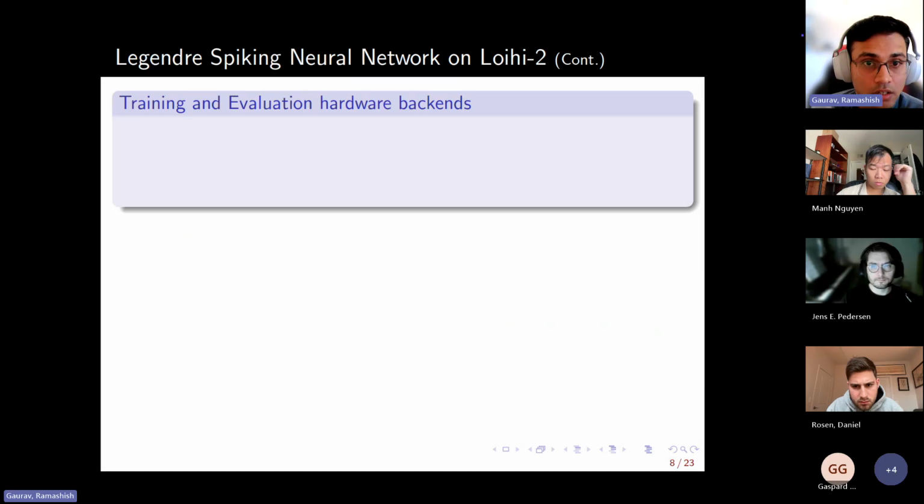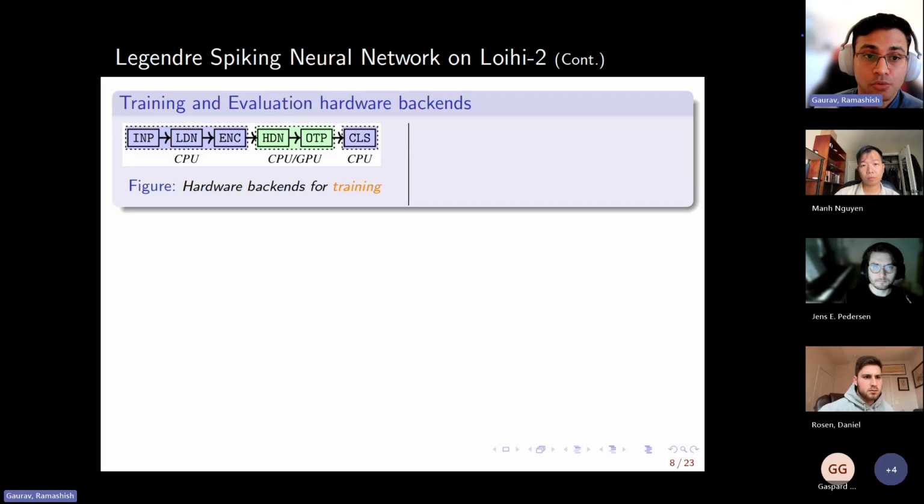Continuing on that, let's now talk about the training and evaluation hardware backends of the Legendre-SNN. This picture shows you the hardware backends for training. You have your input, LDN, and encoding layers, which can be implemented on the CPU backend, the hidden and output layers are trained on the GPU, and the classification is done on the CPU.